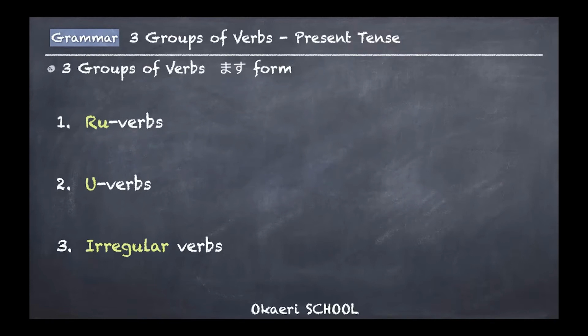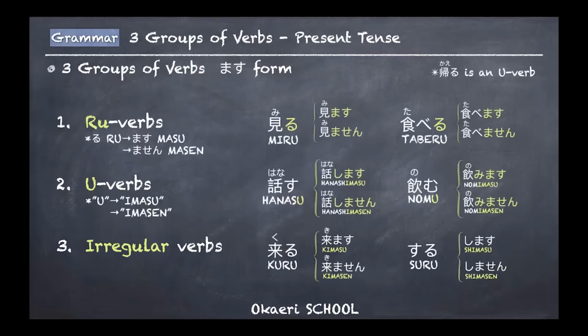There were three groups of verbs, especially present tense. We started with present tense, which is masu form. Ru verbs, u verbs, irregular verbs. Right. So, for example, 見る, you just drop る, replace with ます、ません. Affirmative, negative. 見る、見ます、見ません. 食べる、食べます、食べません. Right?